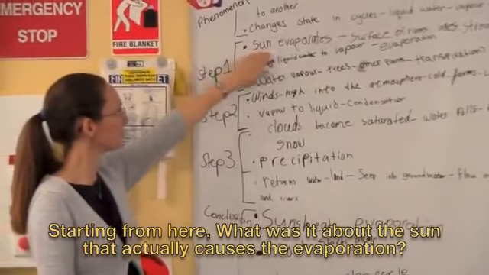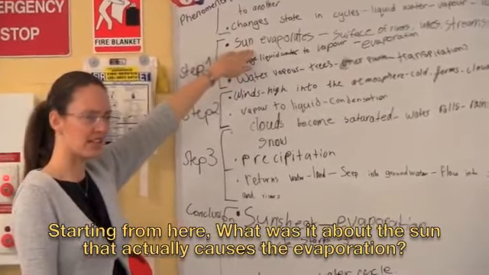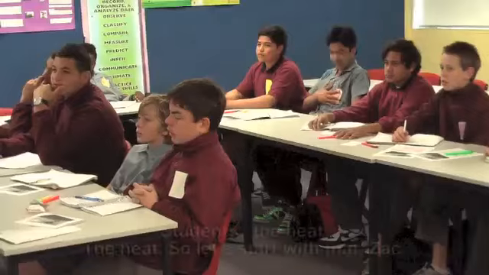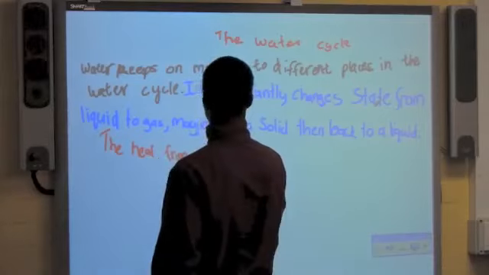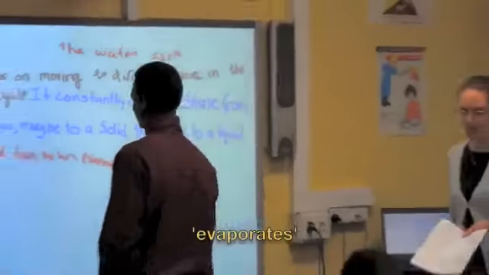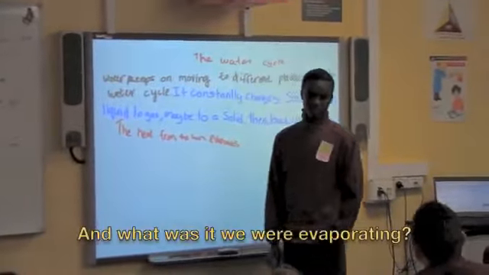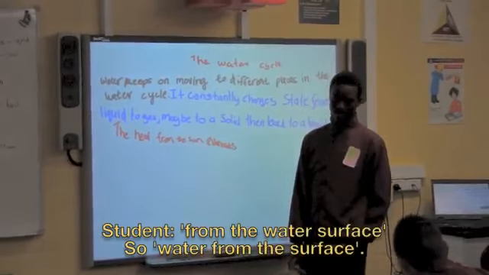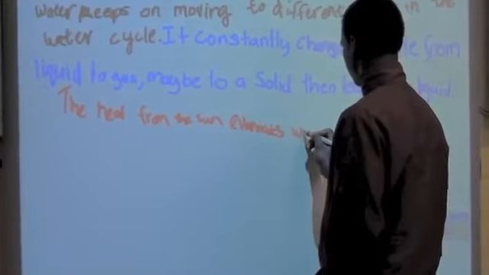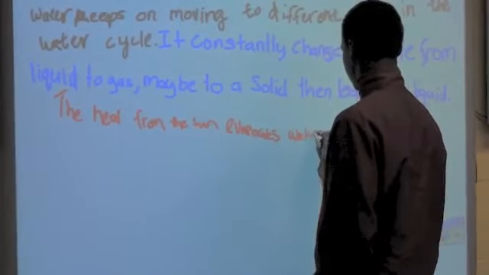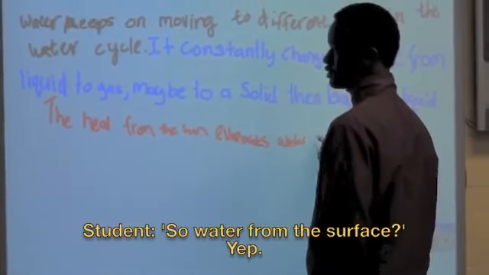Starting from here. What was it about the sun that actually causes the evaporation? The heat. The heat. So let's start with that, Zach. Evaporates. What was it we were evaporating? From the water surface. So water from the surface. So water from the surface. Yep.